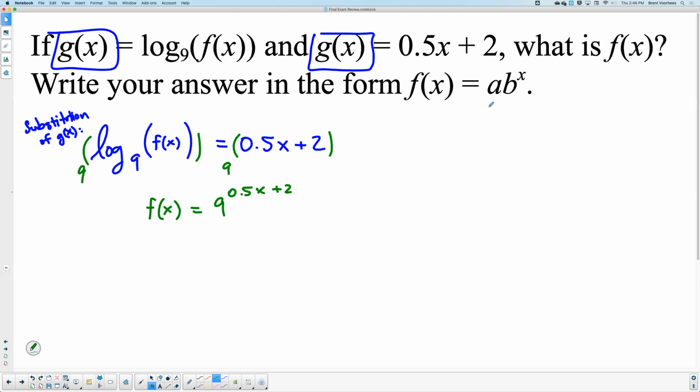Now that's mathematically accurate. That is the answer, but that's not the form they wanted. So let's use our properties to get it in the form that we're going to need on the test. What can I do when I have a power that's adding together? Remember your properties? We called that a product property. If you have a base with adding powers, what you can do is separate it into multiple bases, but those bases now multiply. So it's 9 to the power of 0.5x times 9 to the power of 2. That right there is called the product property. That was for exponential properties.